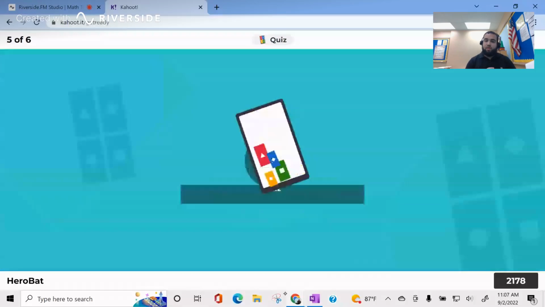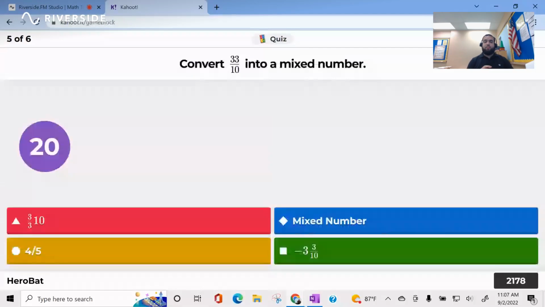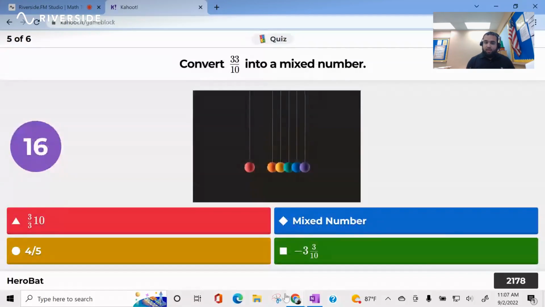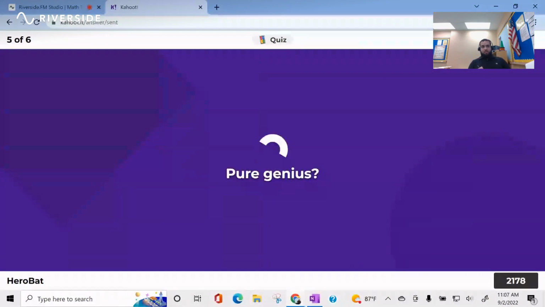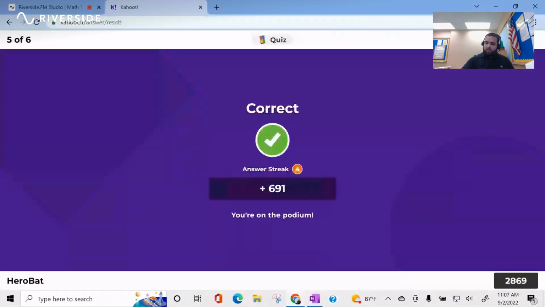Okay, so here we have 33/10 into a mixed number. Convert 33/10 into a mixed number. Negative 3 and 3/10. Is it correct? Yes. Bada bing, bada boom.